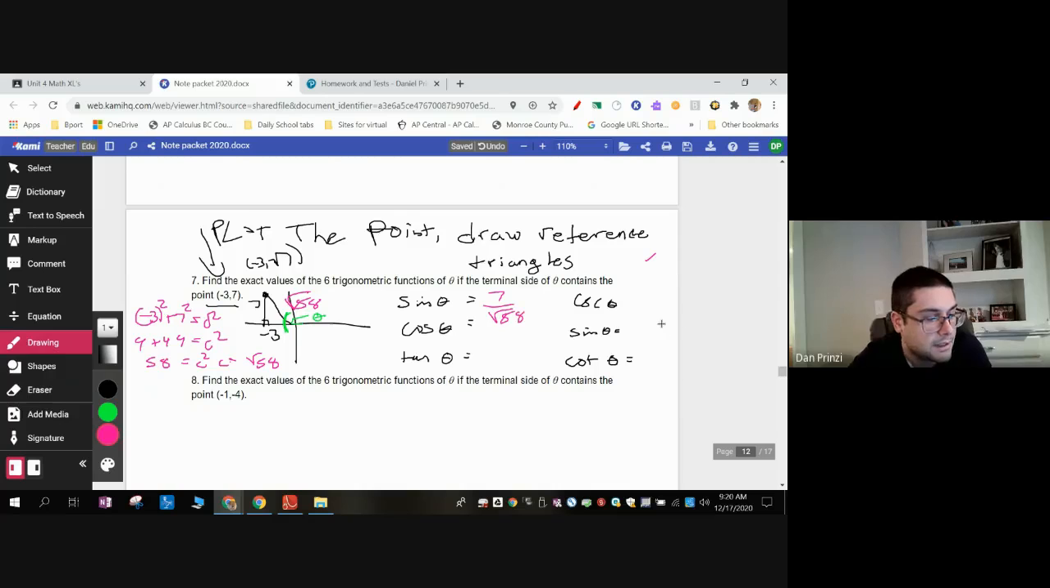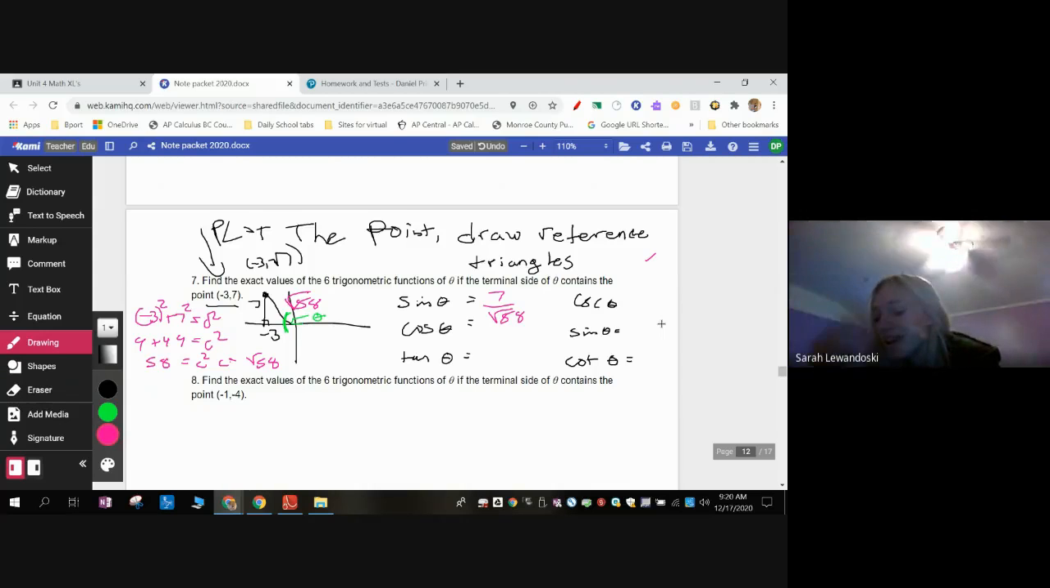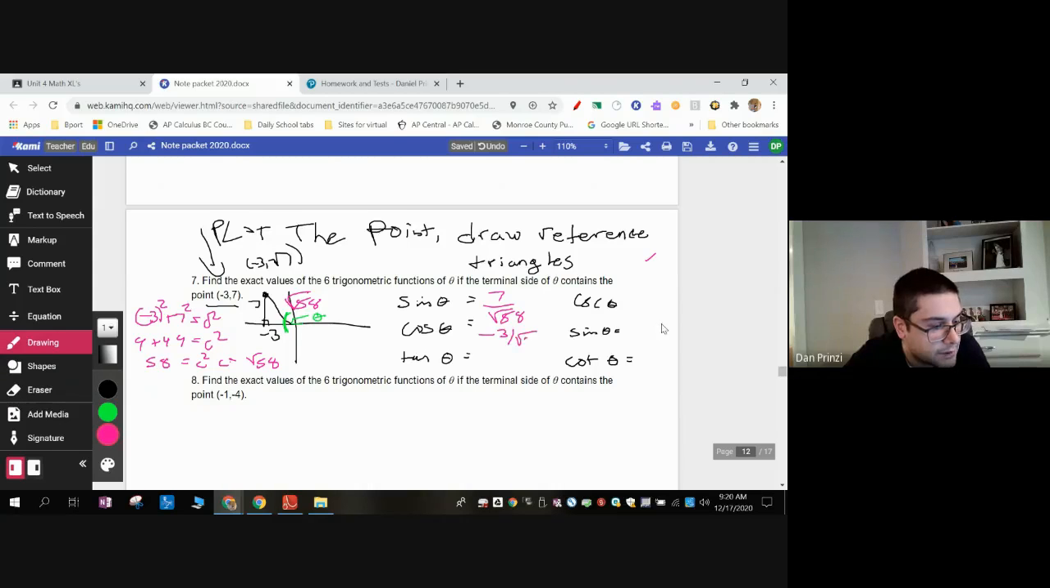Good. How about cosine? Someone else want to do cosine? I think you're muted, Sarah, if you were trying to talk. Go ahead, Sarah. -3 over square root 58. Thank you. Yep. Okay. And that's good. Look, we got sine positive, cosine negative, second quadrant.